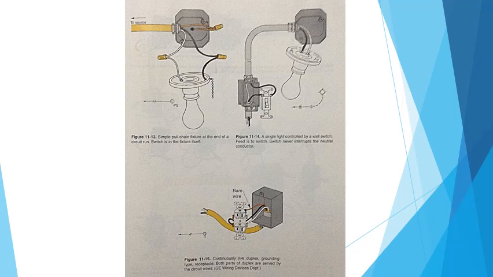Figure 11-13, a simple pull chain fixture at the end of a circuit run. The switch is the fixture itself. Figure 11-14, a single light controlled by a wall switch. The feed is to switch. The switch never interrupts the neutral conductor.